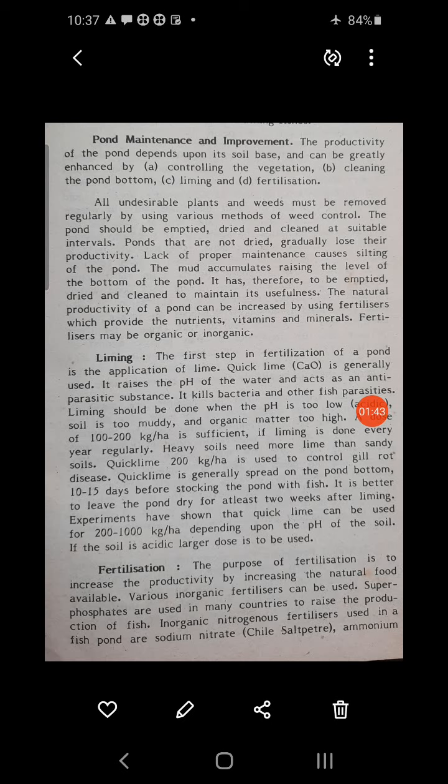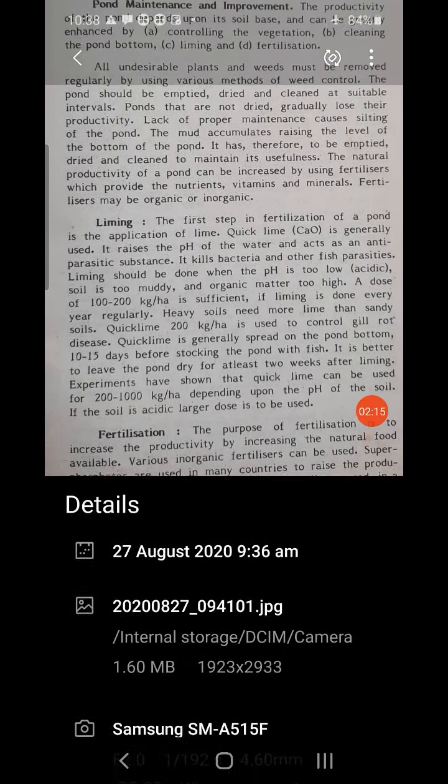By adding this, we remove these parasites, which in the future may cause various diseases to the fish. So we have to remove them. Now, 100 to 200 kilograms per hectare of lime is sufficient for a fish pond. Then next is the fertilization. Here the purpose of fertilization is to increase productivity by increasing the natural food available. That is called fertilization.